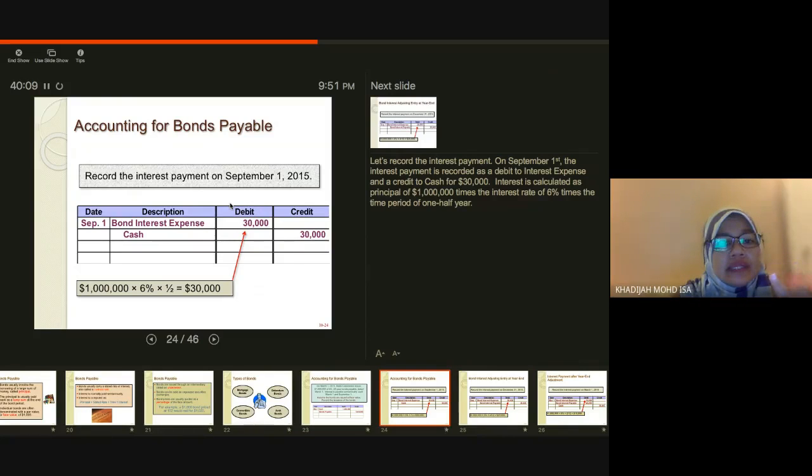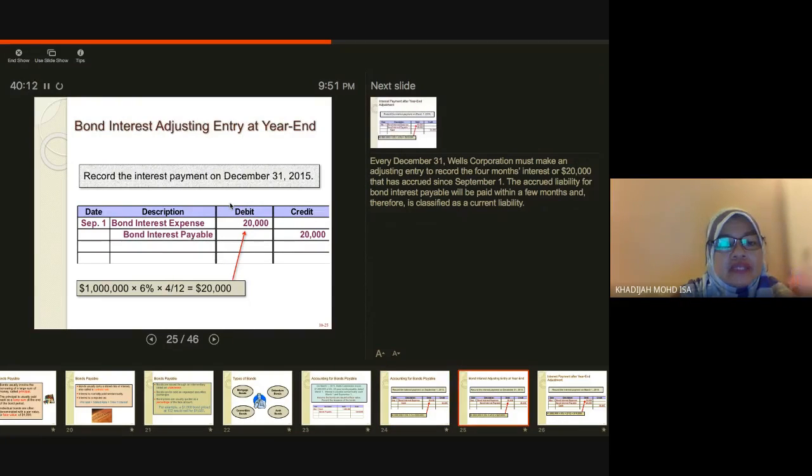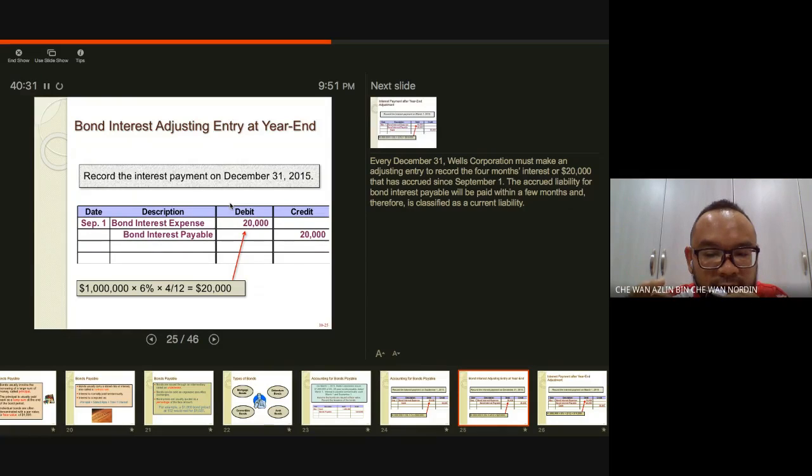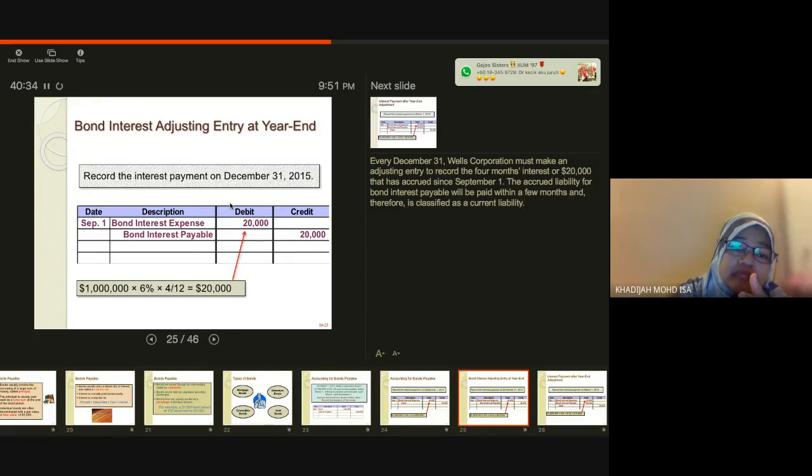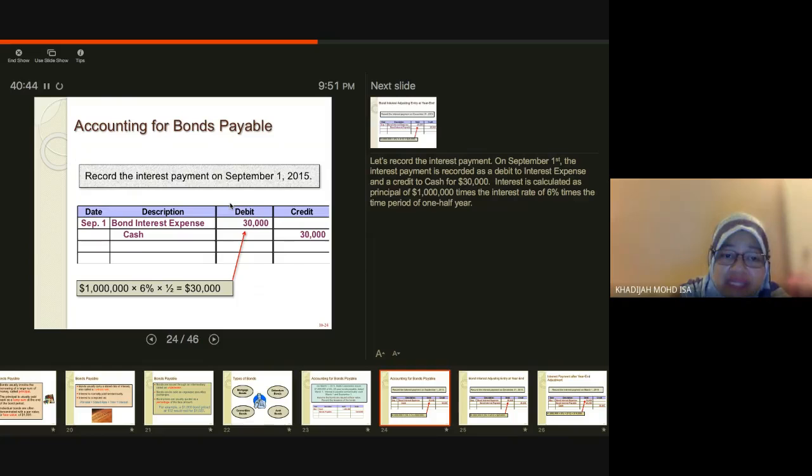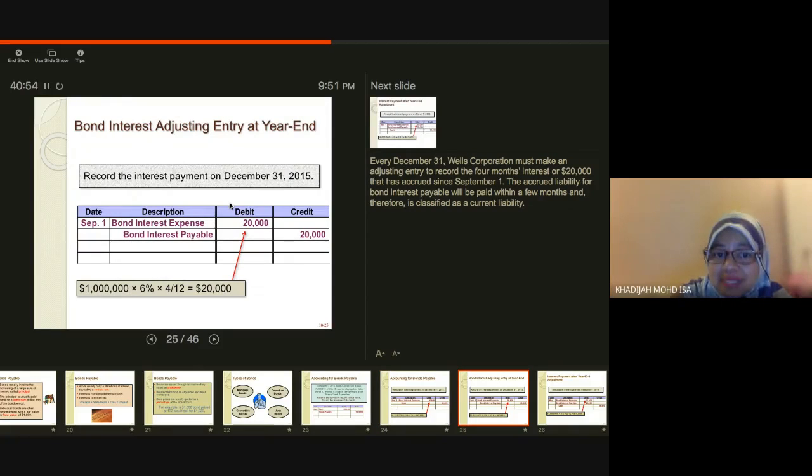October, November, December. On September 1st, they have not paid yet for 4 more months. So here the payable is the interest, not the bond, the interest on the bond. But you have not paid yet, you pay later. So that's why it becomes bond interest payable. It's a liability. They have to recognize the interest incurred, but they have not paid the payable. So in this example, when they have the interest expense, they pay cash straight away, 30,000. But here, there is interest expense but they have not paid.